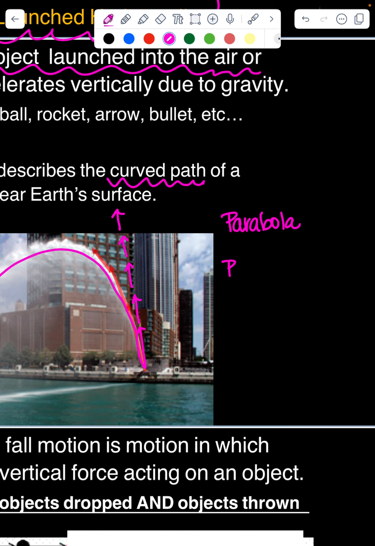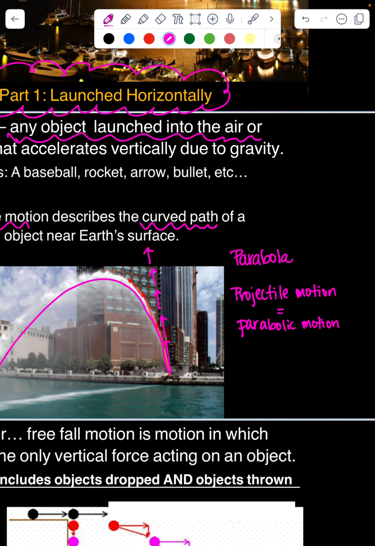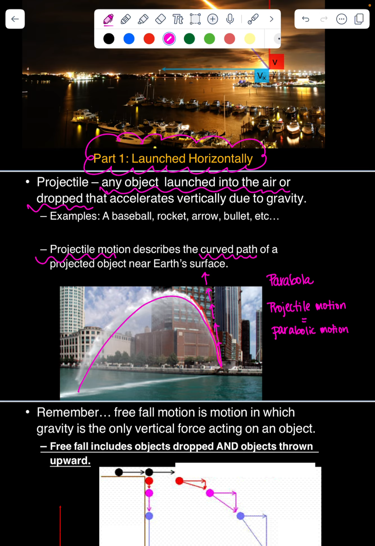So projectile motion, sorry, I can't talk and write at the same time. Projectile motion is parabolic motion. Projectile motion will always take that parabolic trajectory, that parabolic shape.